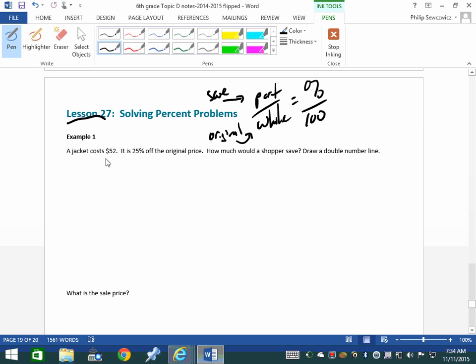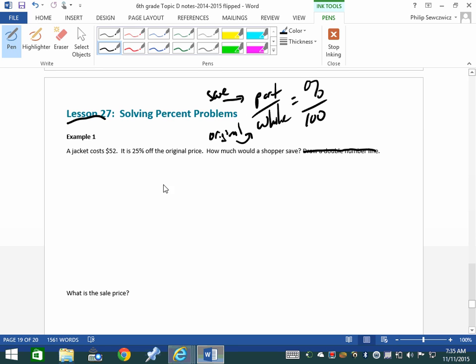So if a jacket costs $52 and it's 25% off the original price, how much would a shopper save? Okay, so draw a double number line. Now, I'm not going to say draw a double line, all right? In fact, I want to get away from that. We're going to go ahead and use our algorithm method. If you're using a double number line, it's okay, but I really want you to start using this algorithm because I think you're going to see it move along a little bit faster for you.